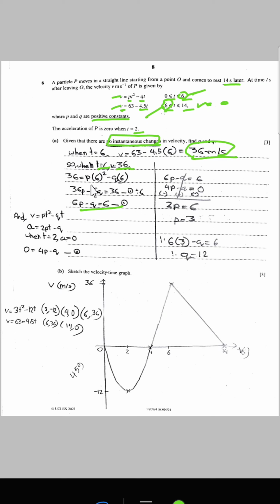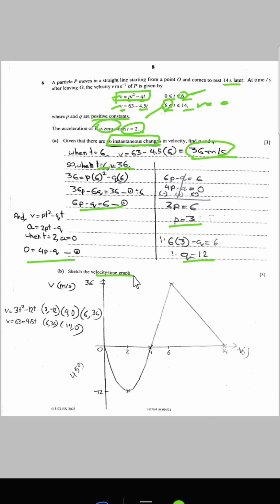Then we have been given another piece of information, that acceleration is 0 when time t is equal to 2. So for the velocity in expression 1, we differentiate it to calculate an expression for acceleration, and we place the value of time t equal to 2 and acceleration equal to 0 to calculate our second equation. Then solve them simultaneously to calculate the values of p and q.